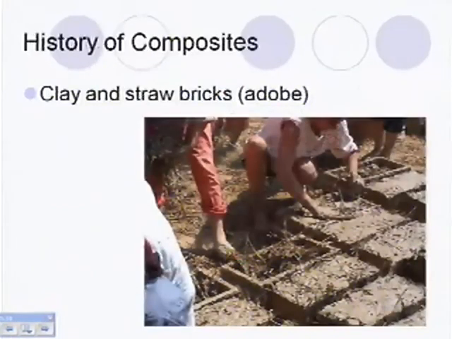So adobe bricks or clay and straw bricks are a good example of this. They use two components, clay and straw. They're mixed together with water, and then they're put into a form and they harden and dry and become one solid brick. If you were to cut the brick in half, you'd see that the straw is still there and that the clay is also still there, bonding the straw together. So that is a very basic, natural form of a composite material.